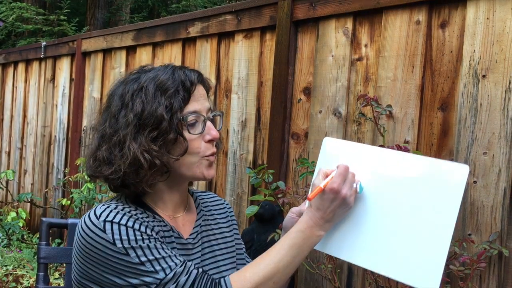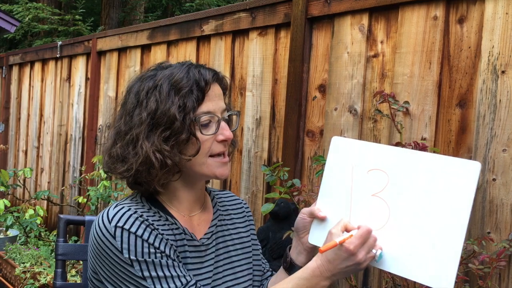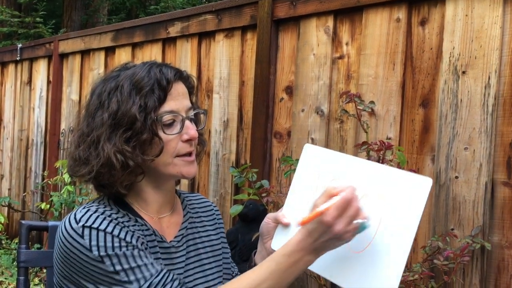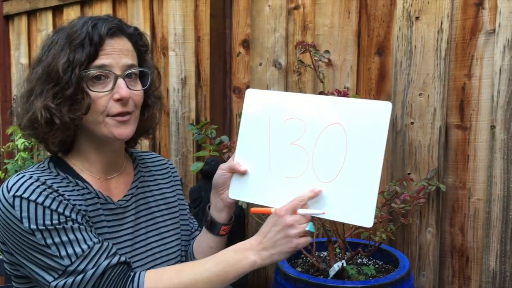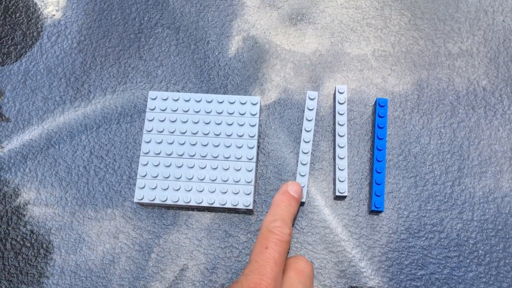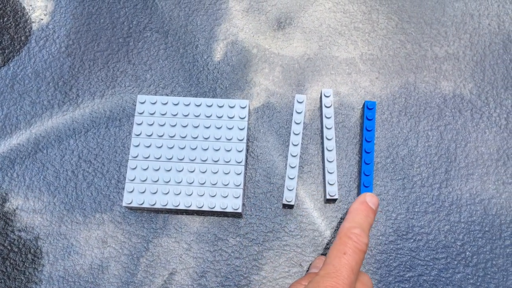Today is the 130th day of school. How do we write 130? 100, 3 tens, and 0 ones. 130. 100, 110, 120, 130.